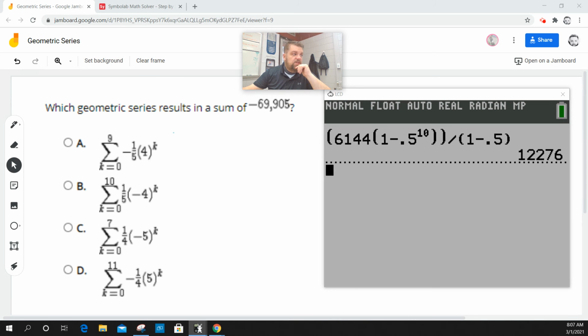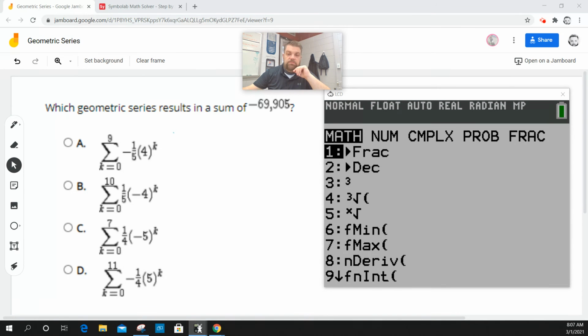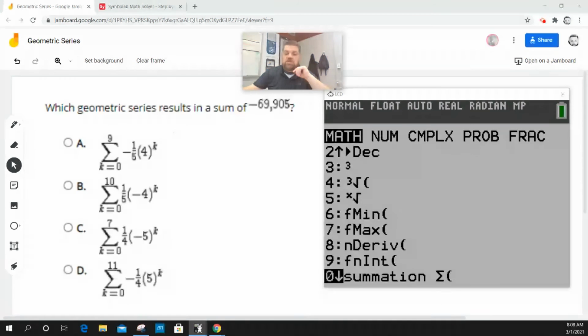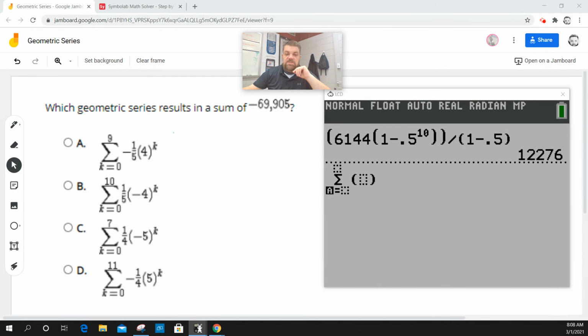So remember that you're going to hit the math button, and then you scroll all the way down till you get to summation. And that gives you the sigma notation. So I'm not going to use k, I'm going to use x. But we plug it in as we see it. X equals 0. The upper boundary is 9.